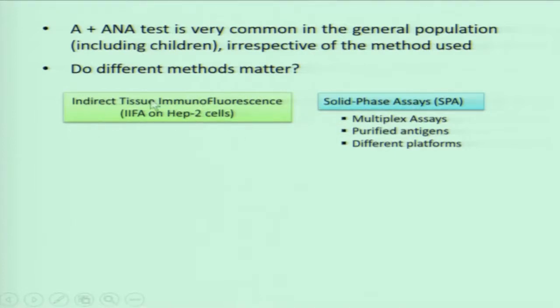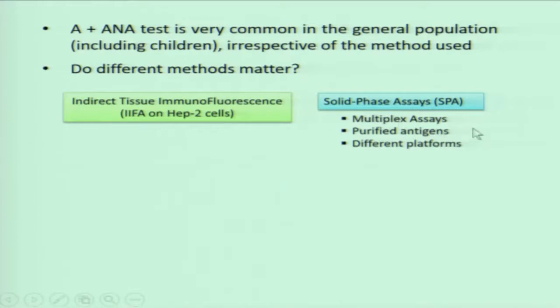One is the traditional indirect tissue immunofluorescence that is performed on these HEP2 cells, traditionally said to be an epithelial cell line. It turns out that for many years now it's been a contamination with HeLa cells. But just the same, what it does is that you have all the antigens inside the cell exposed for autoantibodies that might be in the patient's serum to bind to those antigens and give you an immunofluorescence reaction when you add secondary antibodies.